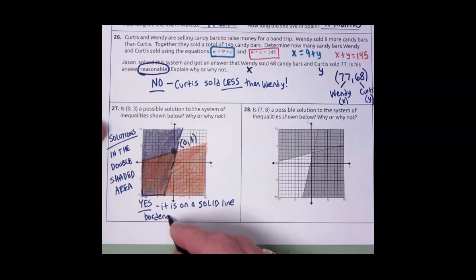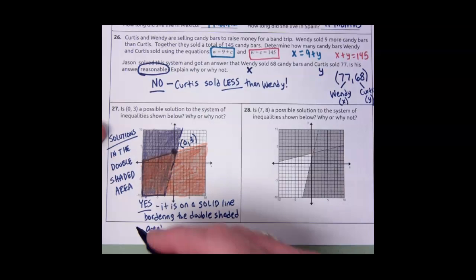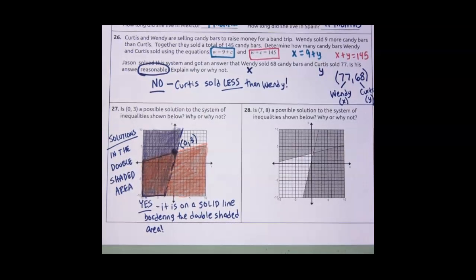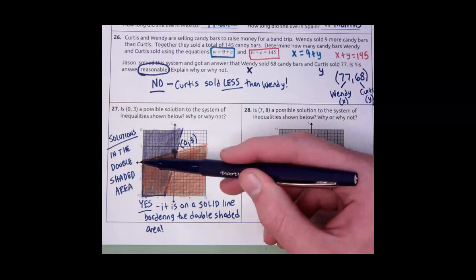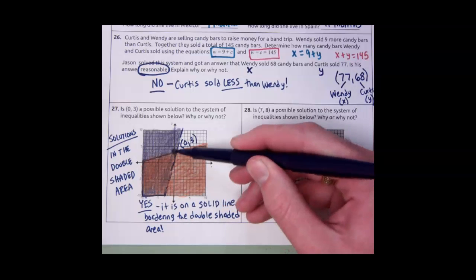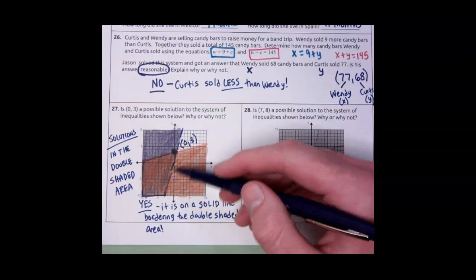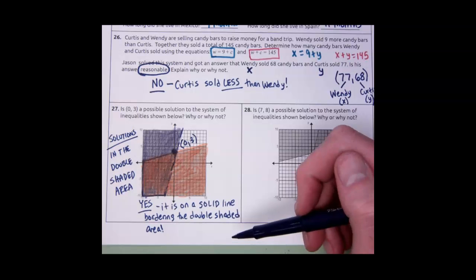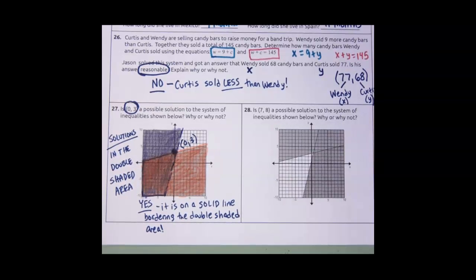It is on a solid line bordering the double shaded area, right? So it can either be in the double shaded area, anywhere in this section, or it can be on a solid line. But if it would have been on this dashed line right here, it would not have been a solution, because with a dashed line, you can never have a solution on a dashed line. Okay, so is (0, 3) a possible solution here? Yes.